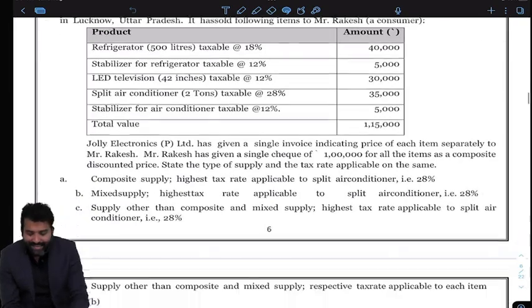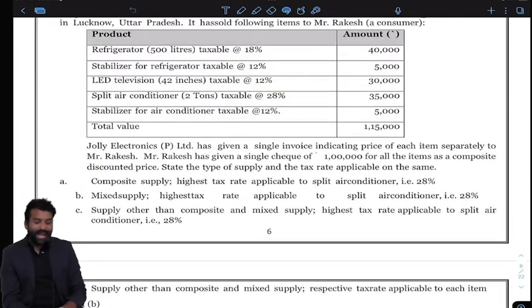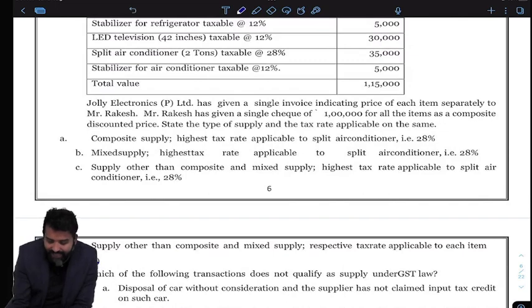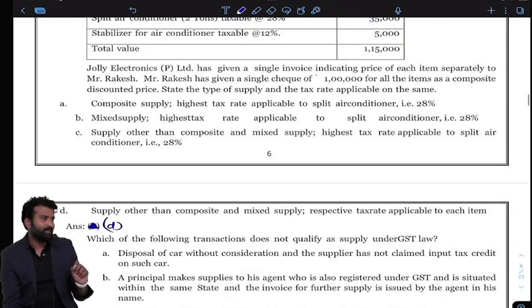Is it a mixed supply or a composite supply? Actually, the answer given here is wrong. I can tell you this is a wrong answer. I will correct it. The correct answer should be D.